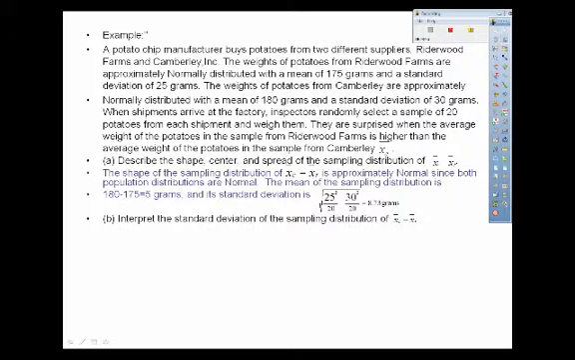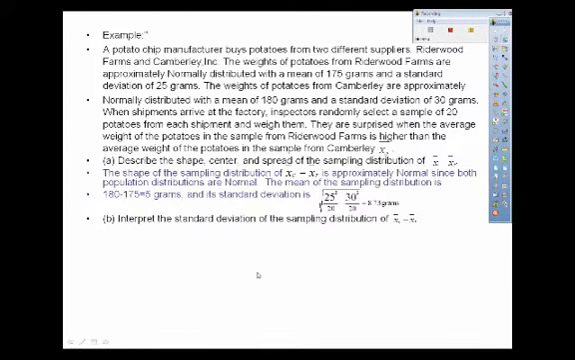The mean of the sampling distribution is 180 minus 175. And for the standard deviation, remember this is how we find it: the standard deviation of the first one squared, so we're looking at the variance over the sample size of the first one, plus the variance of the Riderwood Farms sample over its sample size. When we work that all out, we get 8.73 grams.